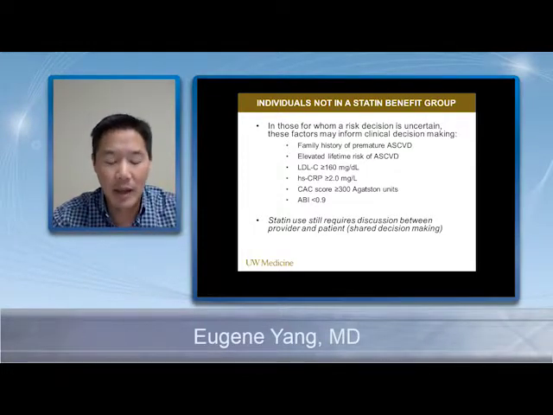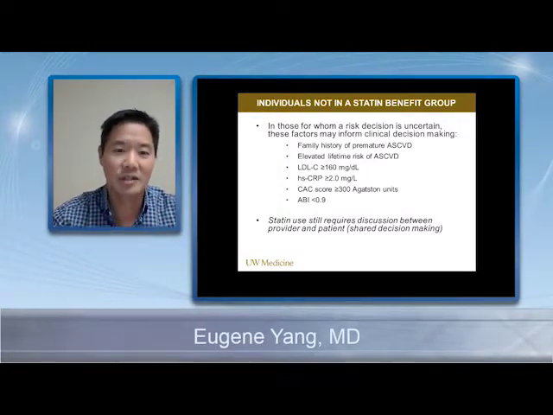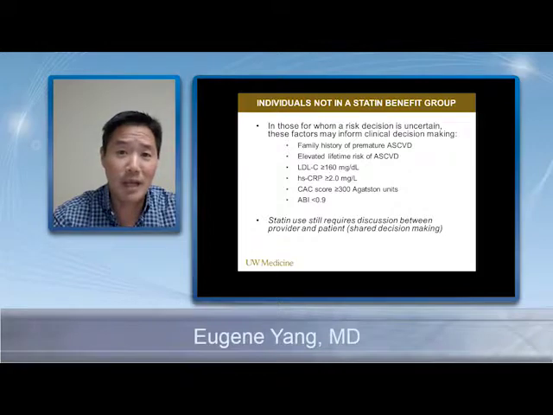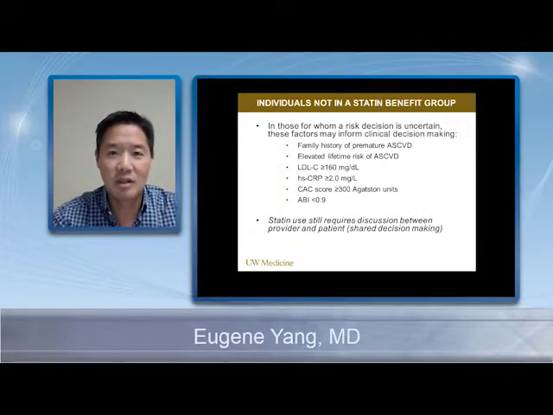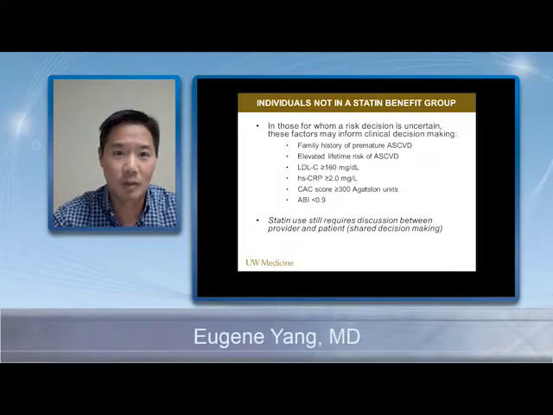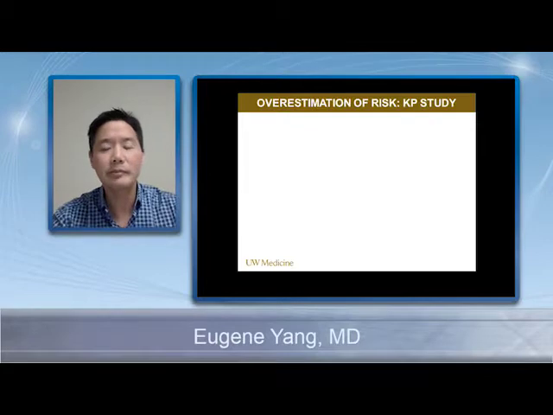I think the most important point is highlighted at the bottom, which is that ultimately this requires discussion between the patient and provider and shared decision making about whether to initiate aggressive therapy or not when some of these additional factors may come into play, such as a strong family history of premature cardiovascular disease.